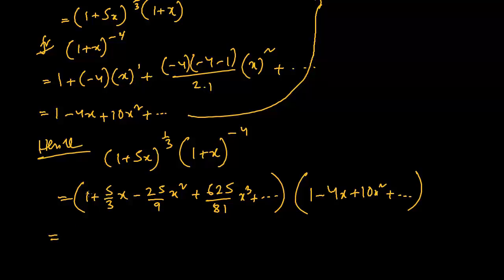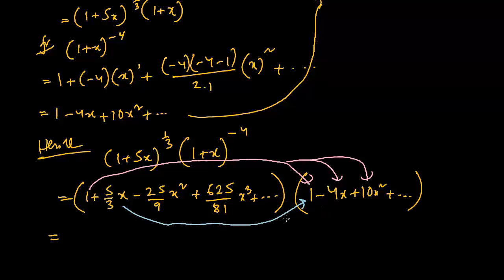So first let's multiply with 1. So 1 multiplied by 1, then multiplied by minus 4x, then multiplied by 10x squared. Next we are going to take the second one multiplied by 1 and then multiplied by minus 4x. x and x is going to be x squared. We don't need the other one because it becomes x cubed. After that, what we need is minus 25 by 9 x squared into 1. That's it. We don't have to multiply this with x because it becomes x cubed. That's all we need to do over here.